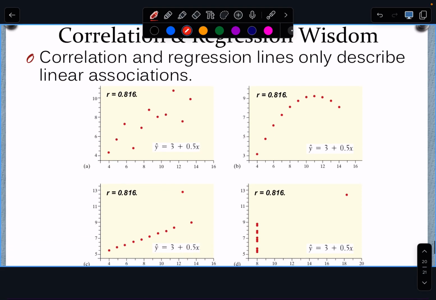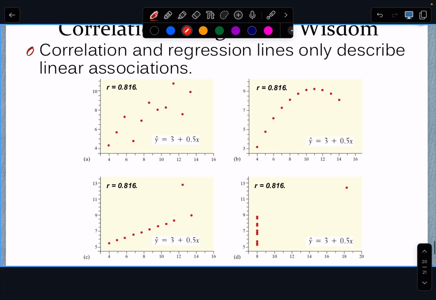The other thing, correlation and regression lines, again, only describe linear associations. So there are 4 different graphs up on the board here. All look drastically different, but they all have the exact same correlation value and the exact same regression line. And this is to show you that we can calculate regression lines, we can calculate correlations for anything, but it's not going to be accurate if it's not a linear association to begin with.